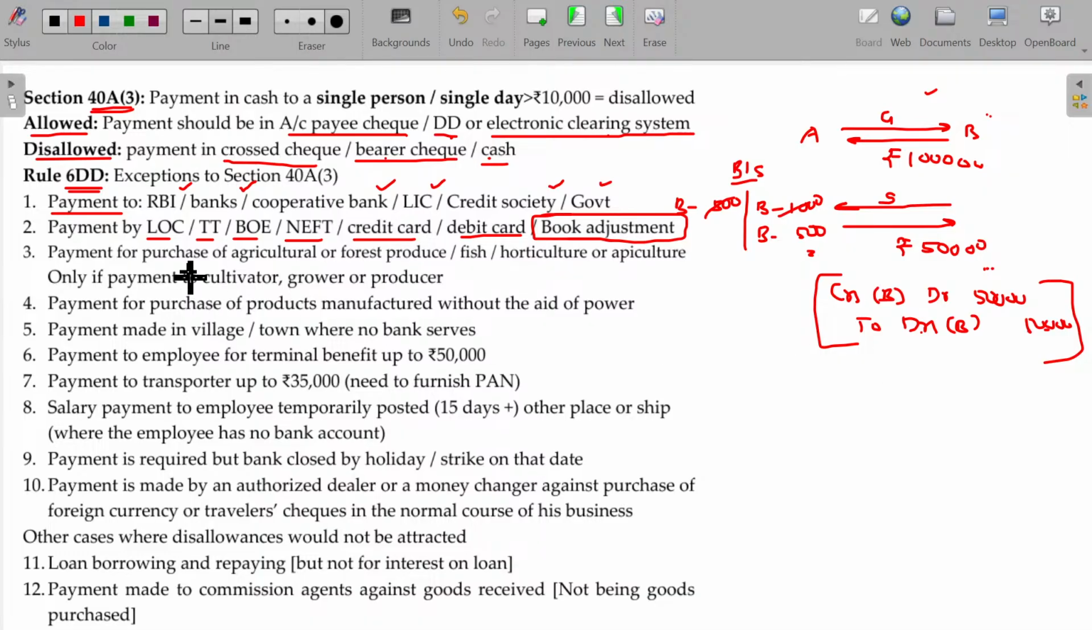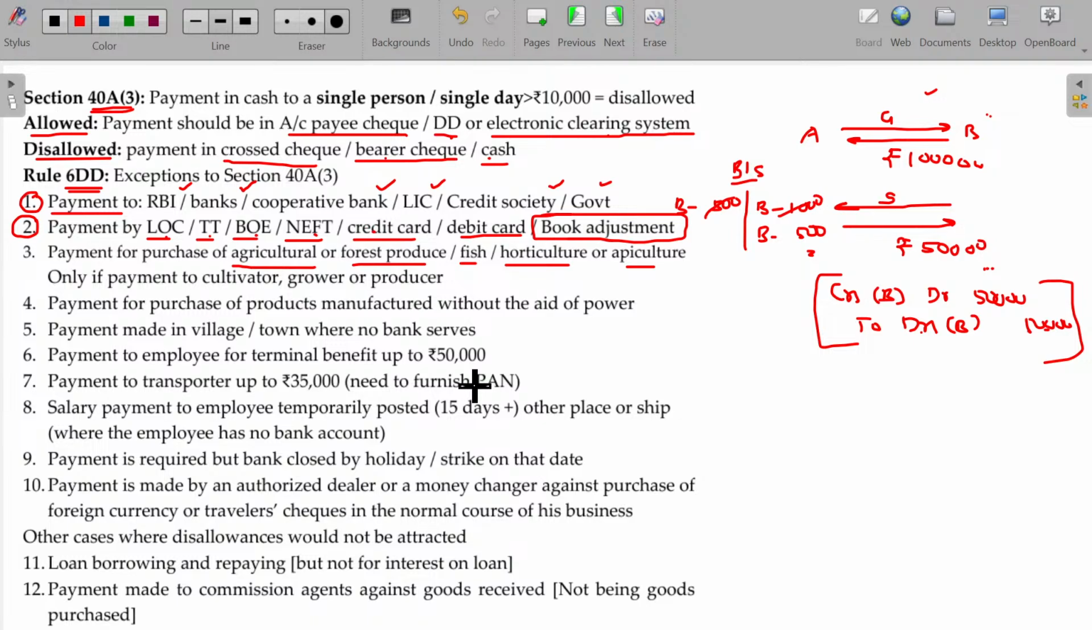So payment to RBI, banks, cooperative banks, LIC, credit society, and government is allowable, and payment by way of LOC, TT, BOE, NEFT, credit card, debit card, and book adjustments. Over. Now, in case of purchase of any agricultural or forest produce, fish, horticulture, apiculture, in these cases cash payment is allowed.